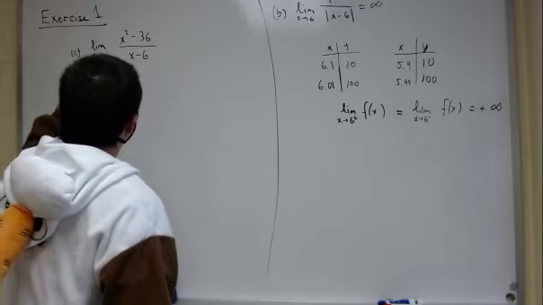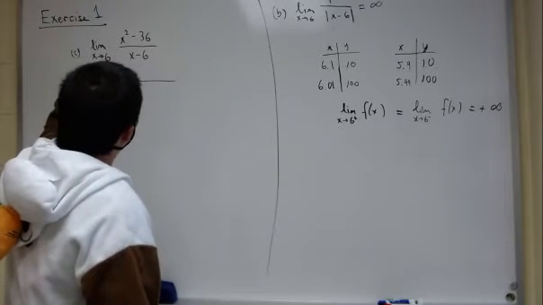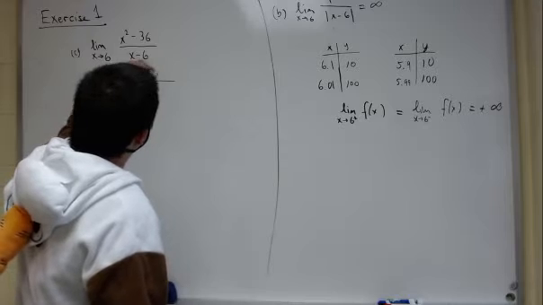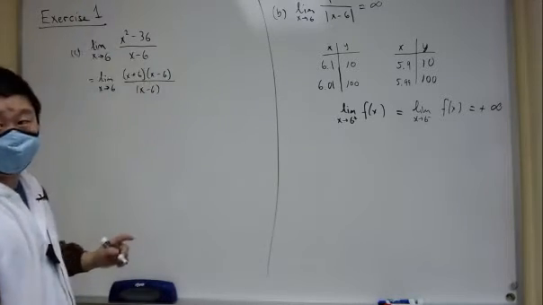So we'll still write the limit part because we're not ready to deal with the limit yet. But we can factor the top, x plus 6, x minus 6. Leave the bottom as x minus 6. Cancel the same factor on top and bottom.